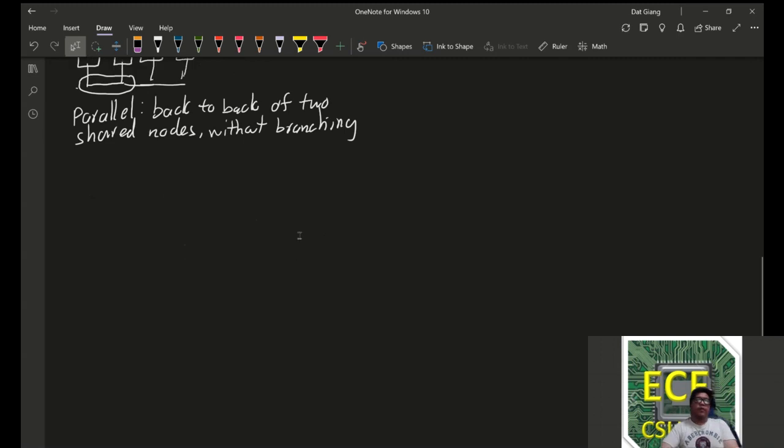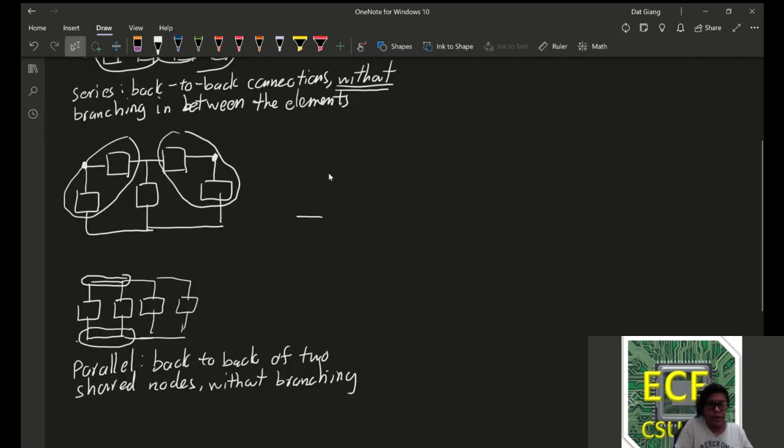So going back to this case right here, these are in series with each other, but their combination is in parallel with this. Actually, let me use a different color. So they're in series with each other, but their combination is in parallel with this. And actually, their combination is also in parallel with this. So in general, they are able to be combined at the end as a parallel branch.